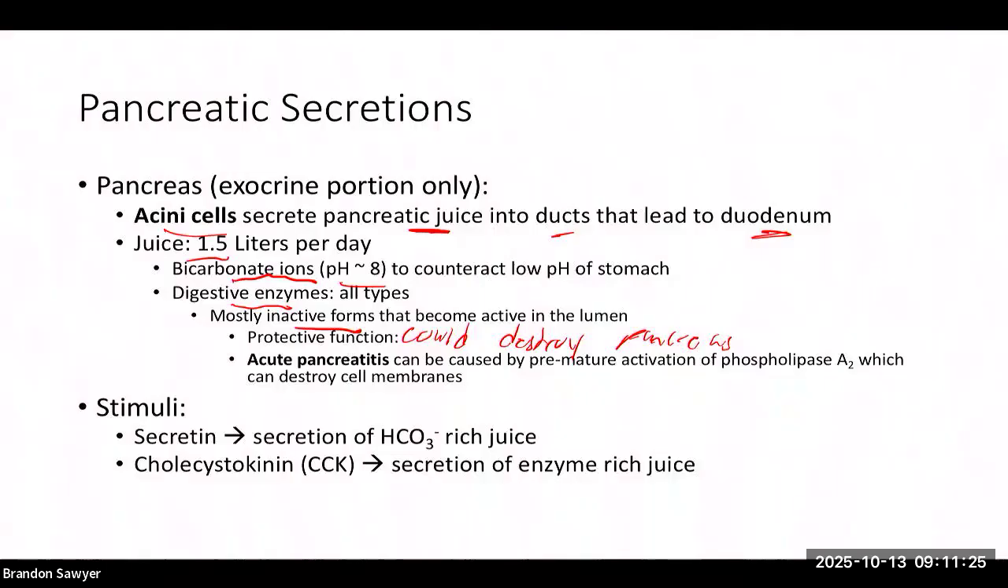And then it starts just breaking down all of that tissue. So all of these enzymes, for the most part, that are stored in the pancreas are not activated until they get out into the small intestine.